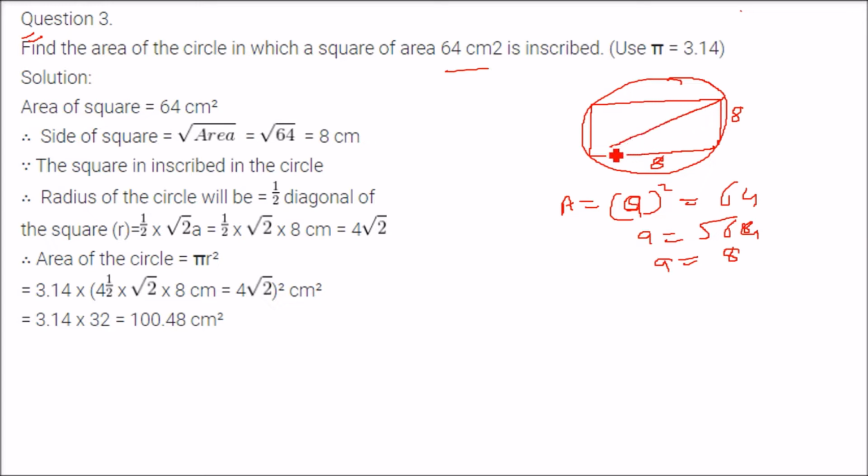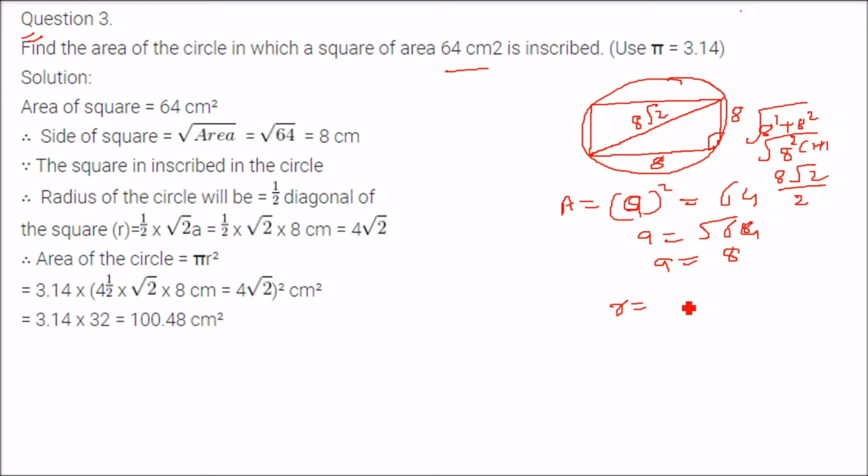So this is 8, this is 8. Now the diagonal will be the diameter of the circle. So this is 8, this is 8, this is 90 degrees. The diagonal will be under root of 8 square plus 8 square. I am using the Pythagoras theorem. That will be 8 square into 1 plus 1, and this 8 will come out, so 8 under root 2. Whenever you have to find out the diagonal of a square, it will be just side root 2. Just remember this. So it will be 8 root 2.